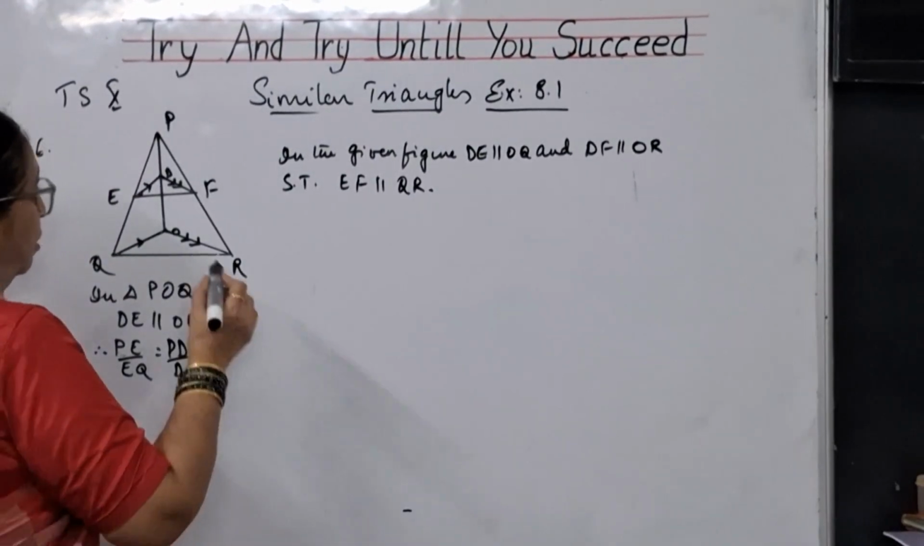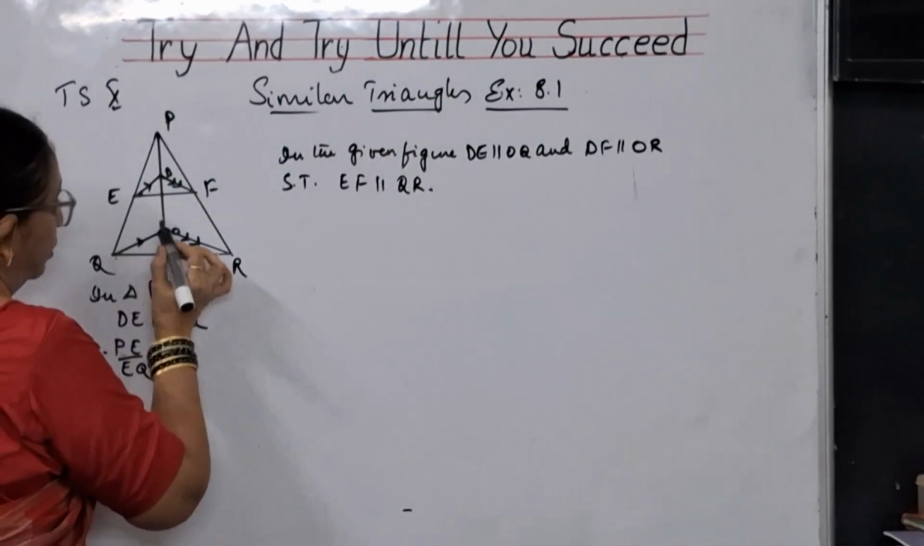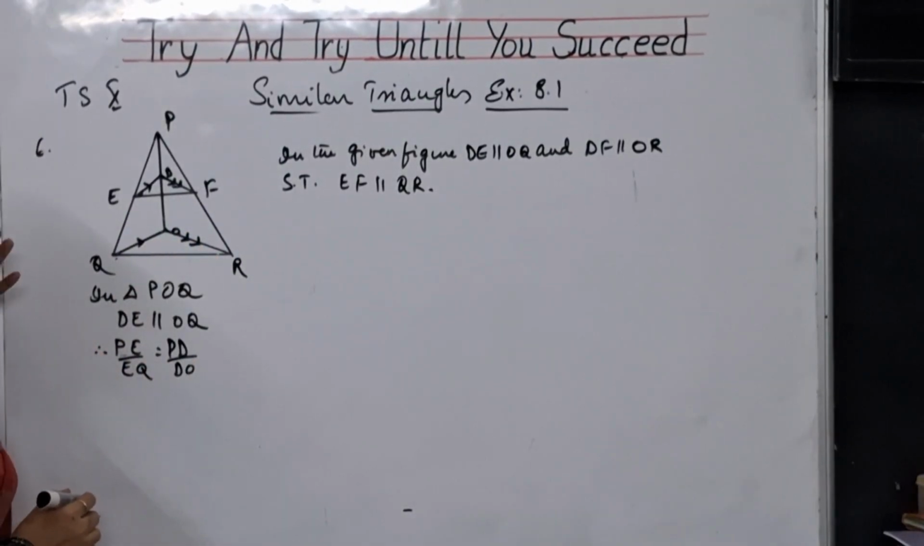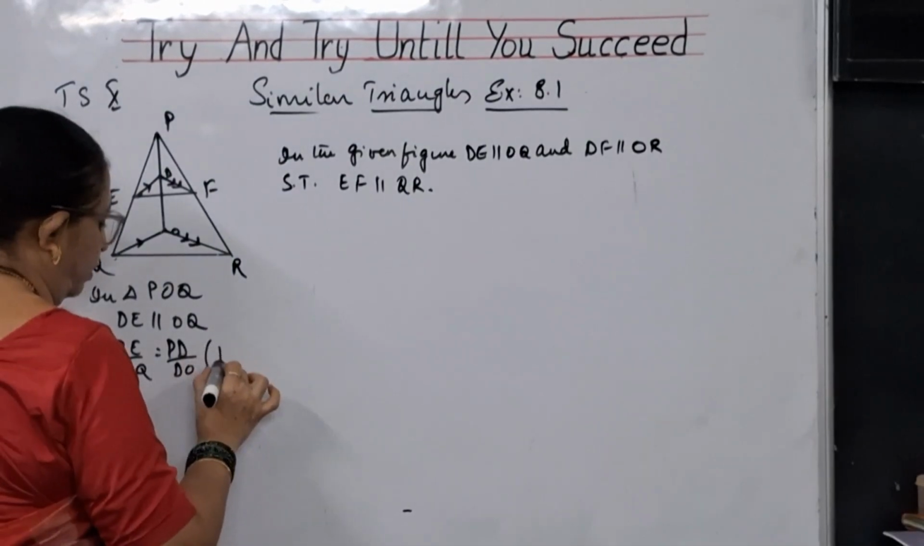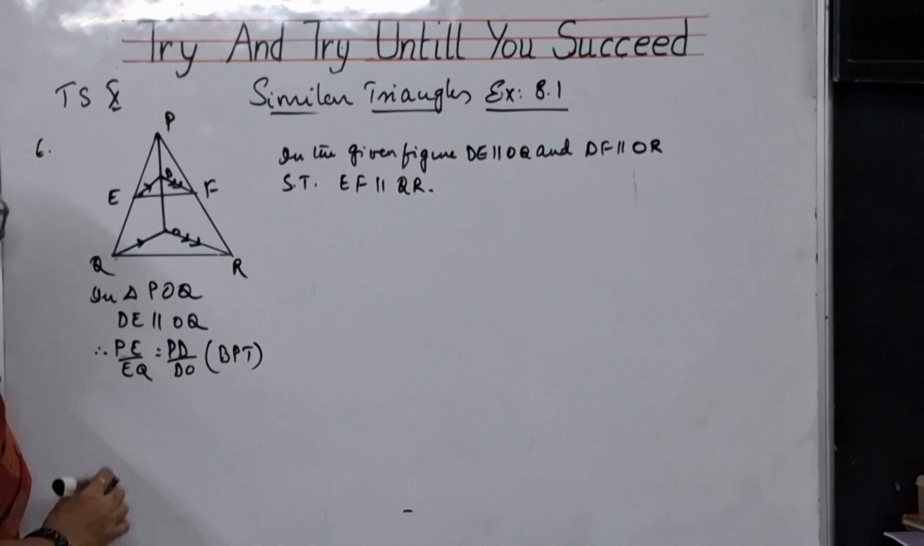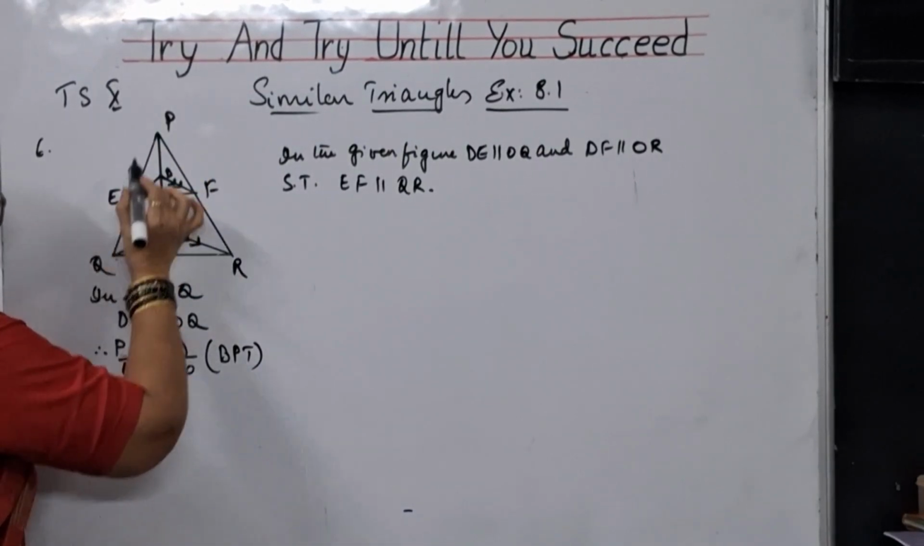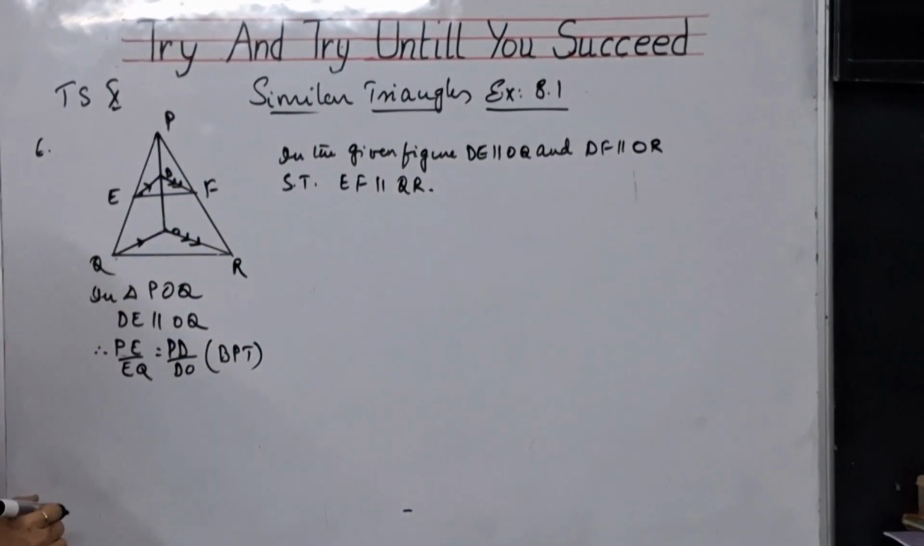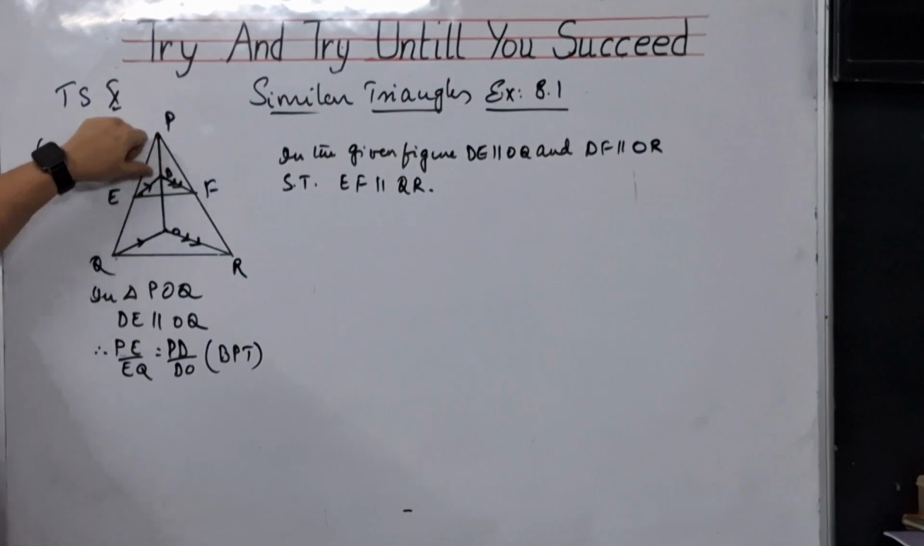Why am I writing this? Because if a line is drawn parallel to one side of a triangle, then it divides the other two sides in equal ratio. This is BPT. Basing on BPT, I am saying that PE by EQ is equal to PD by DO. Why? Because they have given that DE is parallel to OQ.